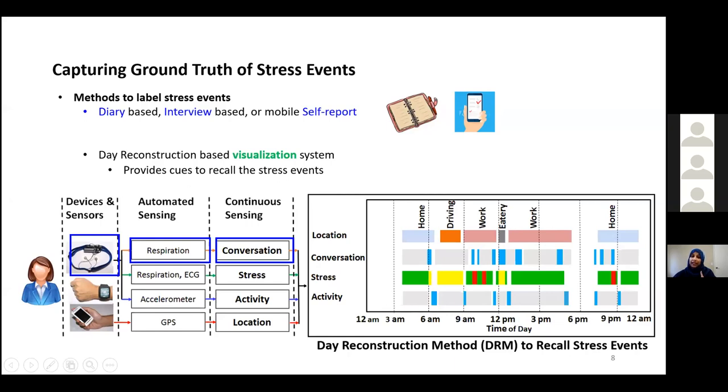It is plotted against the x-axis, and if you look at the y-axis, it gives some inferences, like what is the location at different points in time, what is my conversation status, what is the stress likelihood, and what is the activity. These channels of information are measured using respiration, accelerometer, or GPS data.